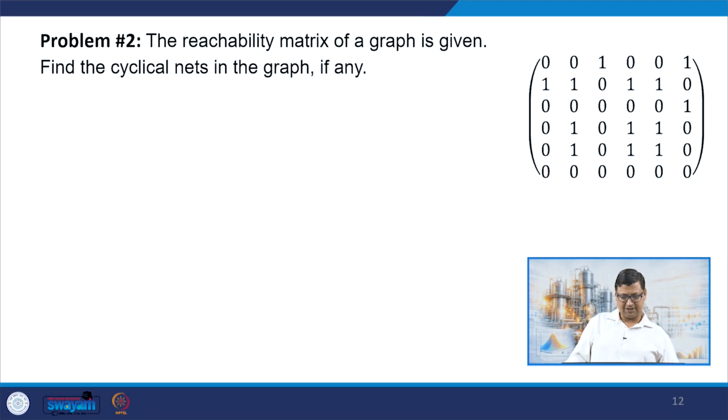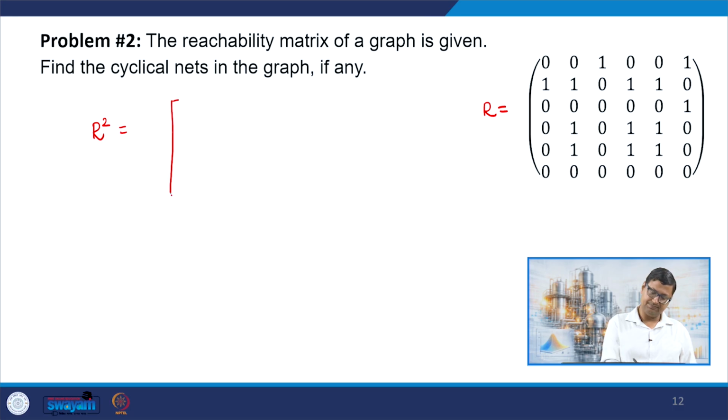Let us do one more example. So we have R given and we need to find the reachability matrix for this graph, and then using that we want to identify the cyclical net in the graph if we have any. So we have that given. Let me try to find R square.